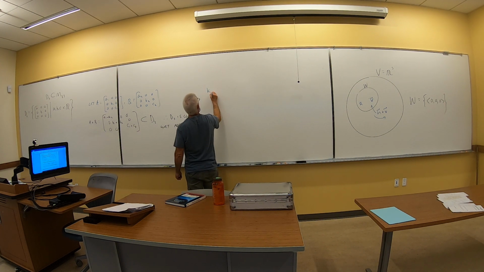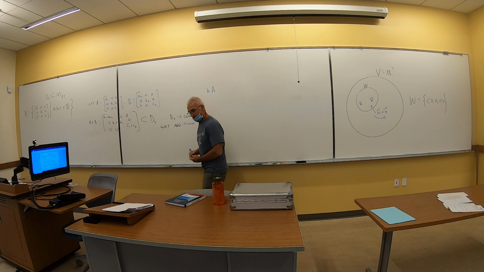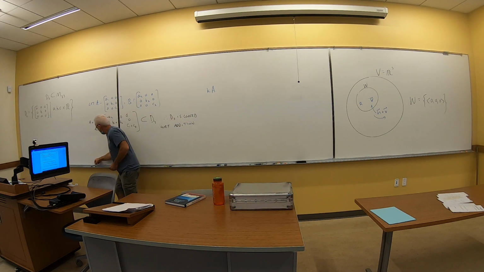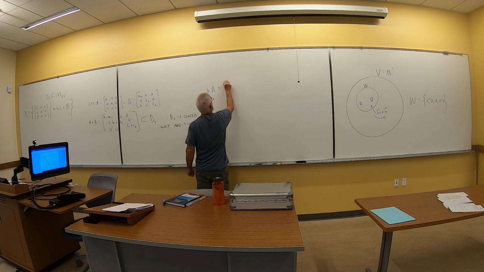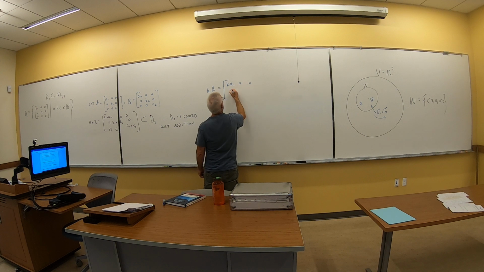Let's take k times A. What is k times A? For any real number k, it would be kA1, 0, 0, 0, kB1, 0, 0, 0, kC1. Do you agree?